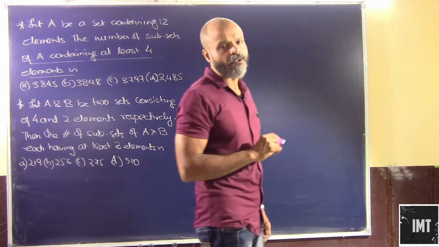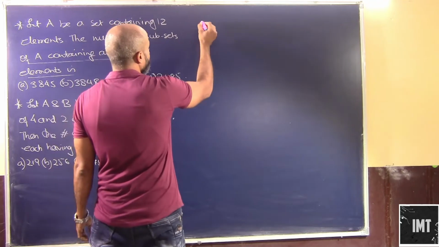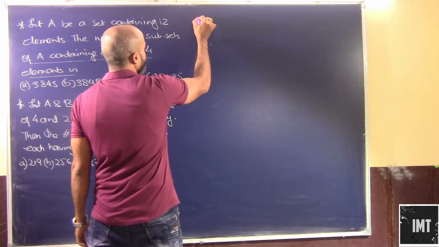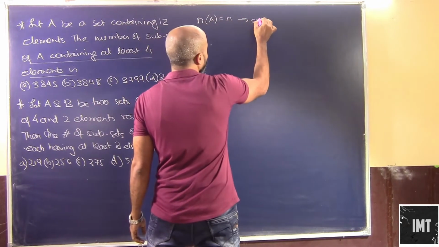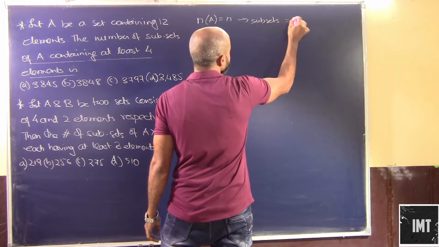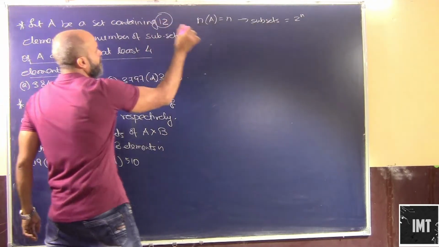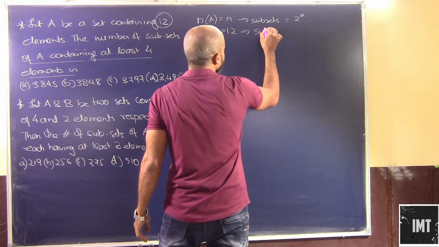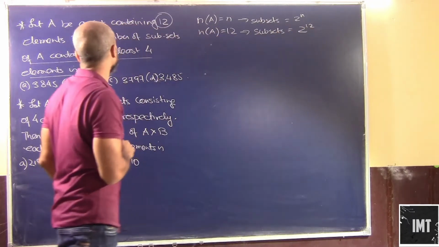Now we know that if the cardinal number of a set A is n, the number of subsets will be equal to 2 to the power of n. In this case, we have the cardinal number of A as 12, so the number of subsets will be 2 to the power of 12. That is the total number of subsets.